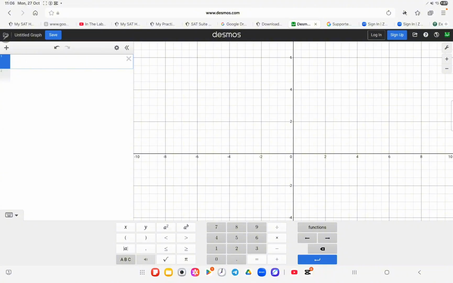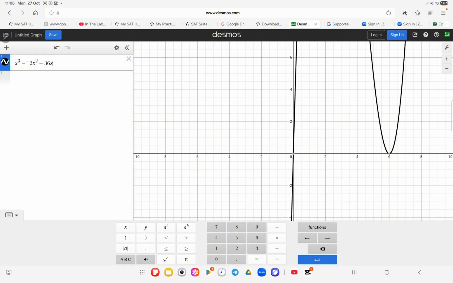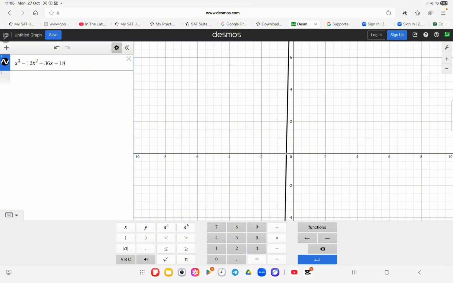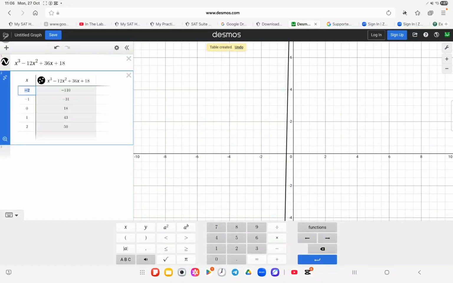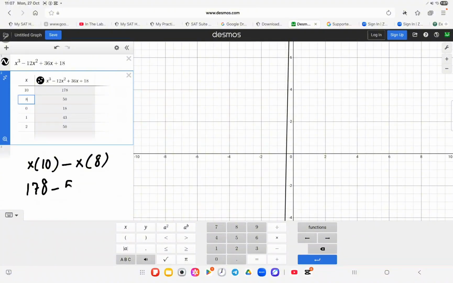So assuming that a calculator is allowed, I'll come and put my equation here. I'll put x cubed minus 12x squared plus 36x plus 18. I'll come here on the sign and I'll be putting a table. And I'll ask it for the x of 10, it's 178, and the x of 8, which is 50. So now when x is 10 minus x of 8, that basically means 178 minus 50, and I'll be getting 128 as my answer.